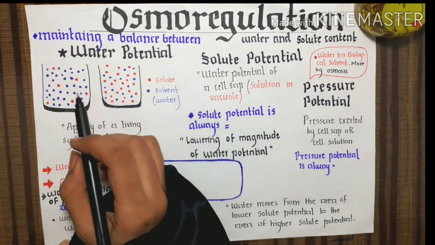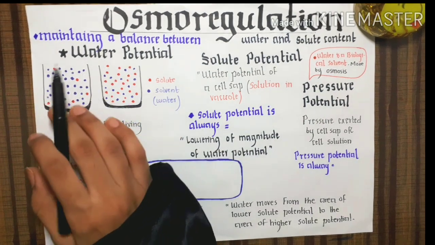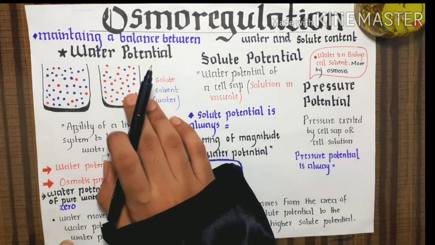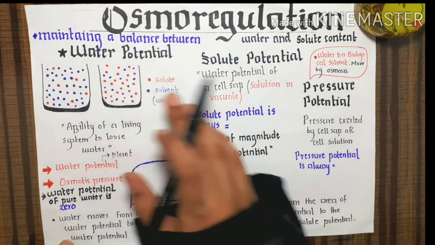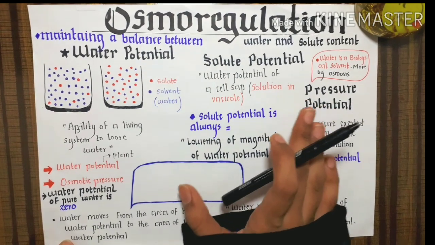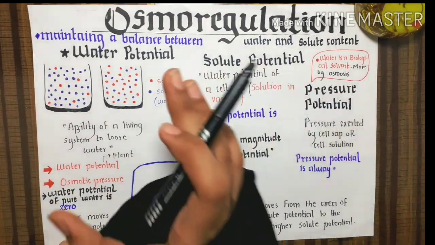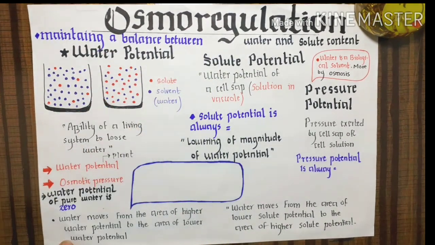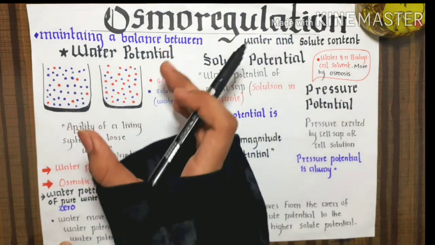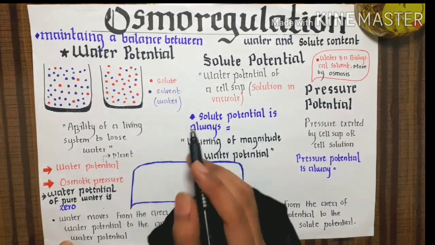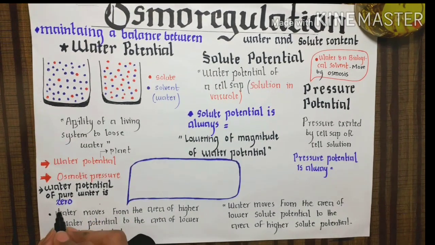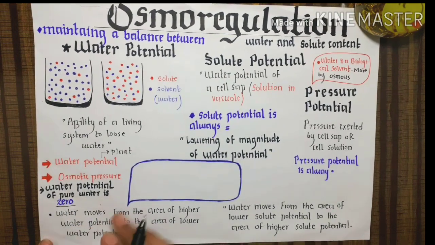Now we have seen that in this container there are more water particles and less solute, and in this we have more solute particles and less water. But suppose a container or a cell having no solute particles, only and only water particles or solvent particles, meaning that it has no impurities, then this water is called pure water, and the water potential of the pure water is always 0. What is the water potential of the pure water? It is always 0.